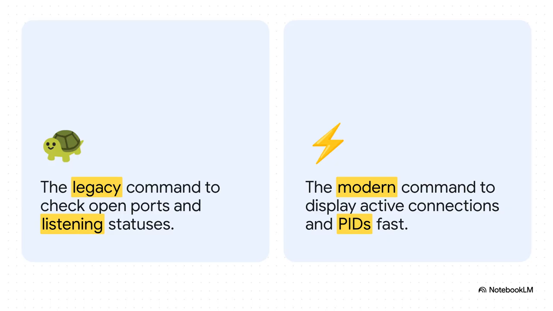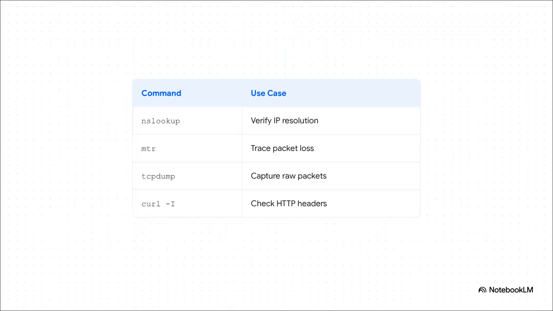Now, you might be used to the legacy netstat -tln to check your listening ports, but I highly recommend updating your mental syntax here. The modern tool is ss, especially with the flags -tulpn. It's so much faster. It instantly shows open ports, active connections, and crucially, the exact PIDs listening on them. It is the absolute quickest way to verify if your web server is actually listening on port 80 or 443 like it's supposed to. Let's quickly run through the rest of your network toolkit.